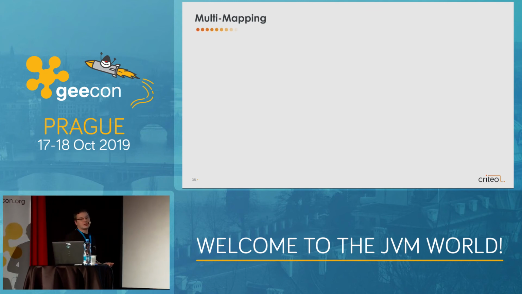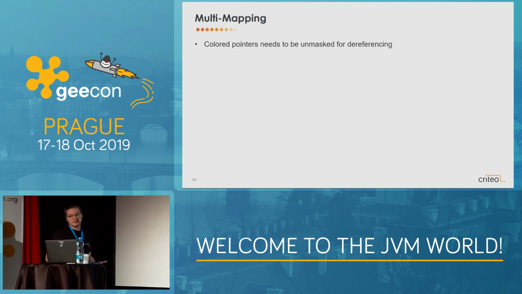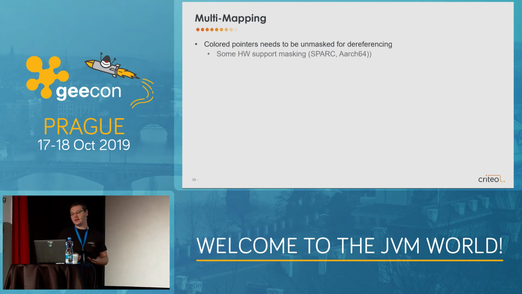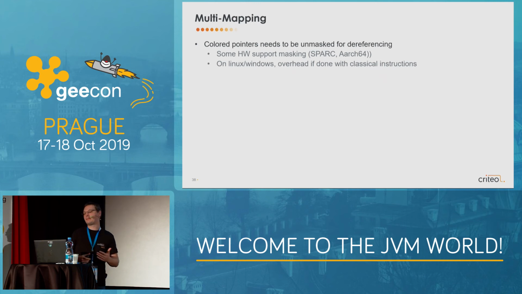They use the technique of multi-mapping. So color pointer, as for C4, we need to unmask to get to the real address of the object. Some hardware supports it directly, natively with an instruction, like for SPARC or ARM64. But for x86 on Linux and Windows, there will be an override to unmask for each access.